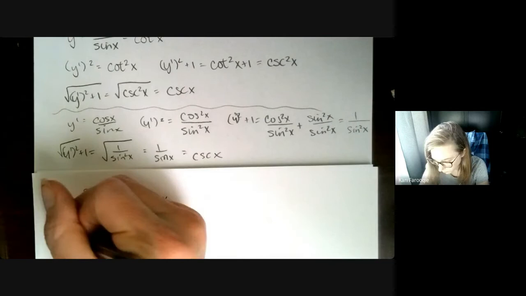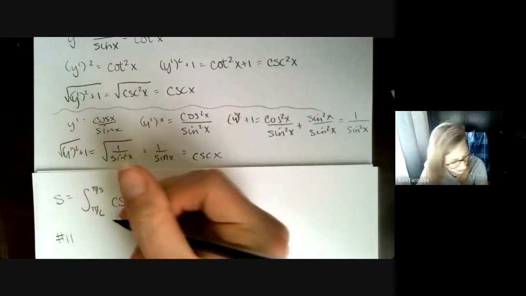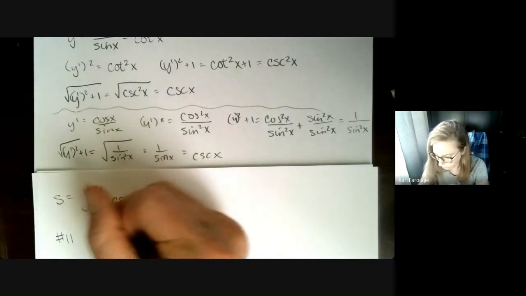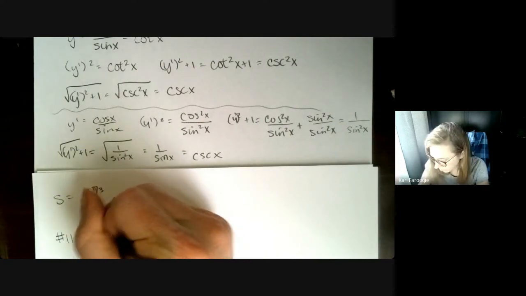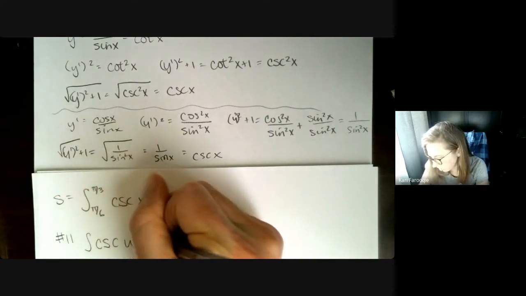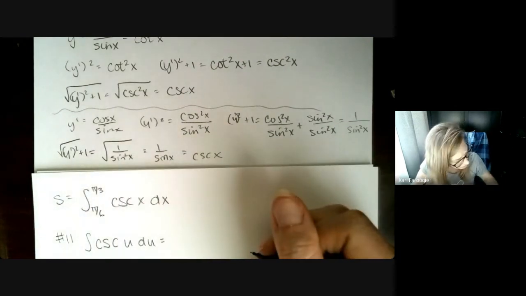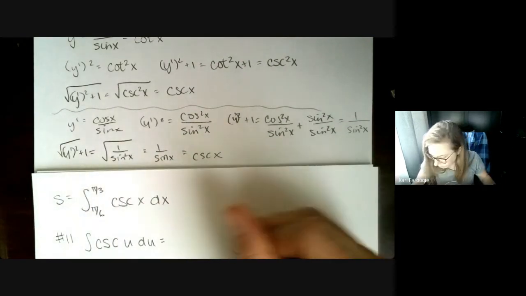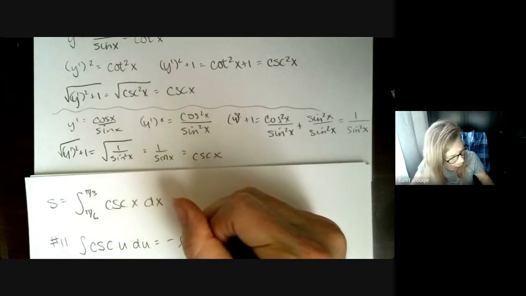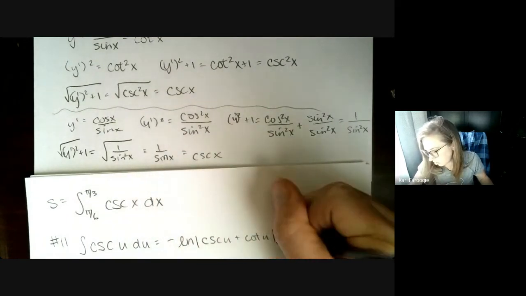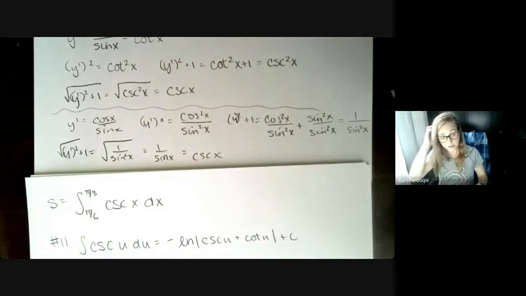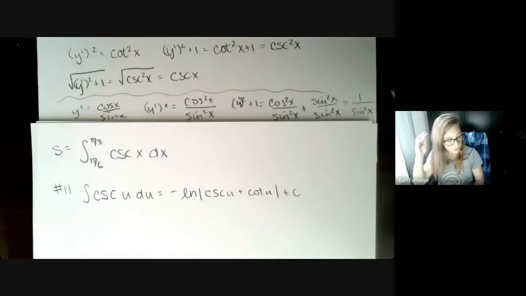And if you were one of those people who's like, I don't get why my answer didn't match, I'll tell you the equivalent way of doing this. On your integrals and derivatives sheet, the integral of cosecant u du is negative ln of cosecant u plus cotangent u plus c. This is absolutely fine to use.